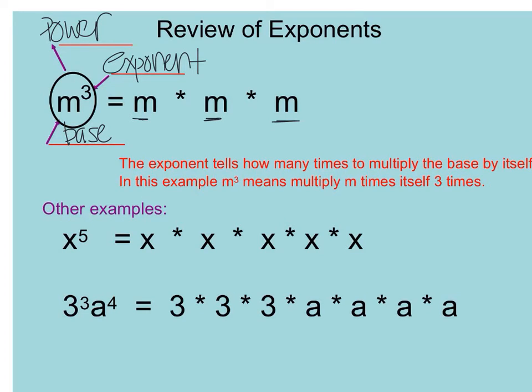Just as x to the fifth would communicate multiplying x by itself a total of 5 times. Or, for example, 3 to the third times a to the fourth. That communicates 3 times itself 3 times, and a times itself 4 times. So an exponent tells us simply how many times to multiply the base by itself.